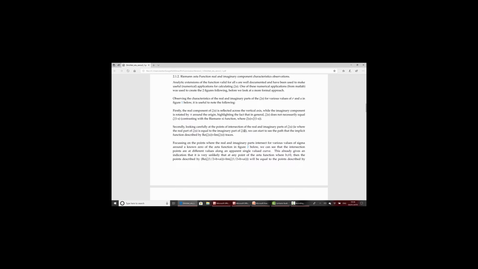The next thing we need to do is to have a look more formally at how we can show that there is always a positive derivative for the point where the real part of the real component is equal to 0.